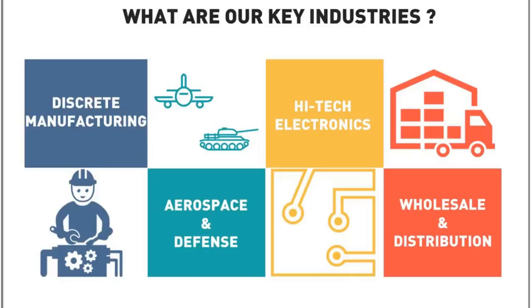These are the key verticals we have been focusing on. We are primarily focused on discrete manufacturing, where we work with a lot of manufacturing companies in India and abroad, delivering all the smart manufacturing solutions which Shekhar was mentioning. We also have a good number of customers in the aerospace and defense sector. We are also focusing on high-tech electronics and wholesale distribution. Most of our existing customers come from these areas, but we are also looking to expand into different horizons. Currently, our focus is primarily on the industrial and manufacturing space.